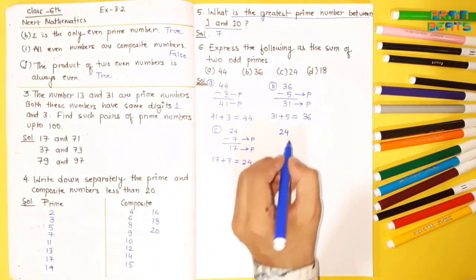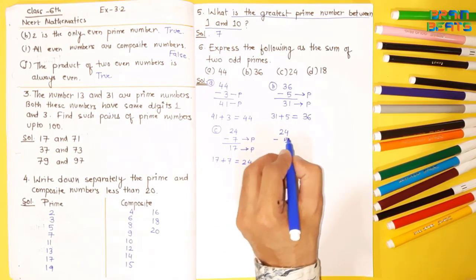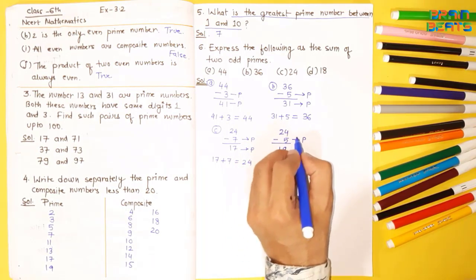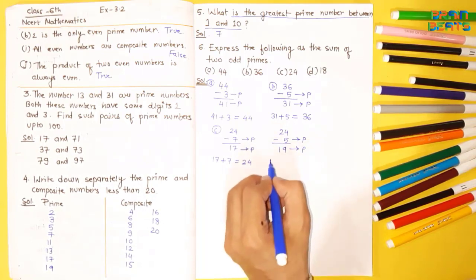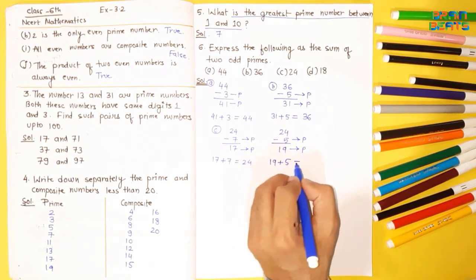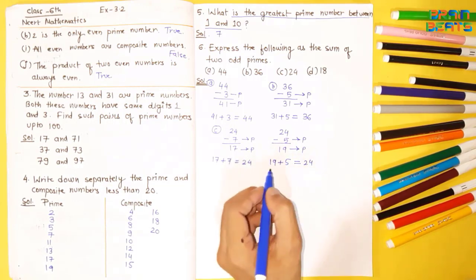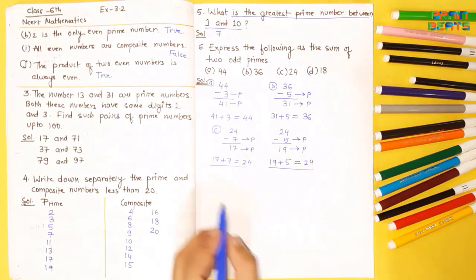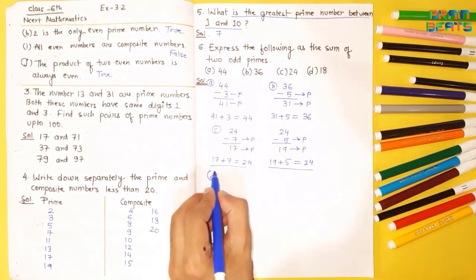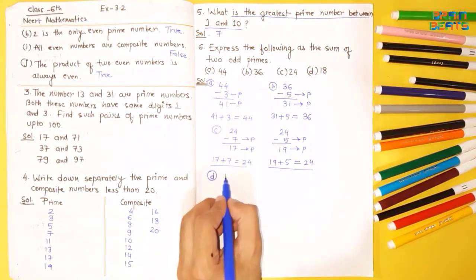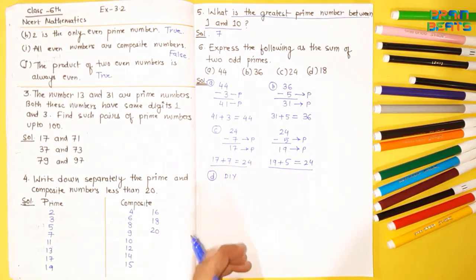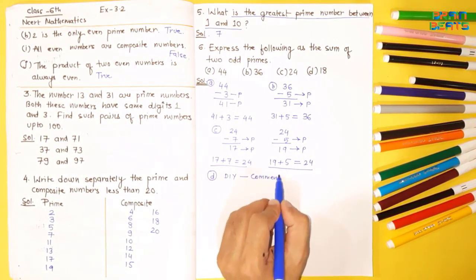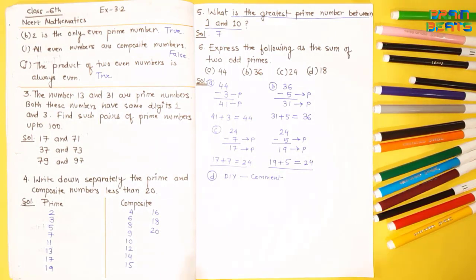You can solve it like this also: 24 subtract 5, what will be the answer? 19 is the answer, and 5 is a prime number, 19 is a prime number, so this can also be the answer. So for 24, this is a correct answer and this is also a correct answer. Question number D, I am giving you to do by yourself, DIY. You can write answers in the comment section with your name. Okay, we'll move to the next question.